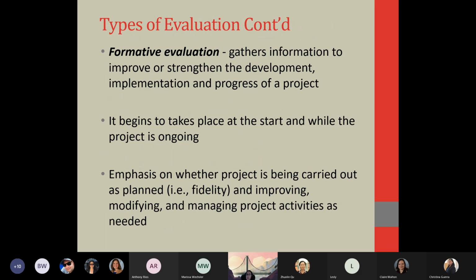Okay, so what does formative evaluation do? It gathers information to improve or strengthen the development, implementation, and progress of a project. So it begins to take place at the beginning of the grant, and it occurs while the project is ongoing. So the emphasis is on whether or not your project is being carried out as planned. And that's what fidelity is, or what's meant by fidelity, and whether or not your project needs to be improved, modified, and how you're going to manage your project activities as needed.